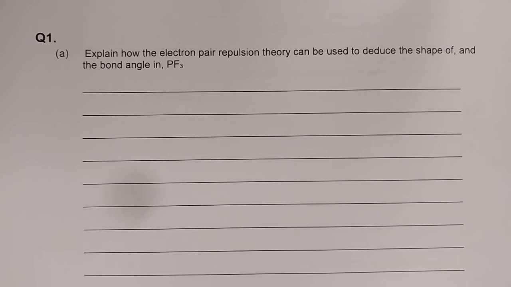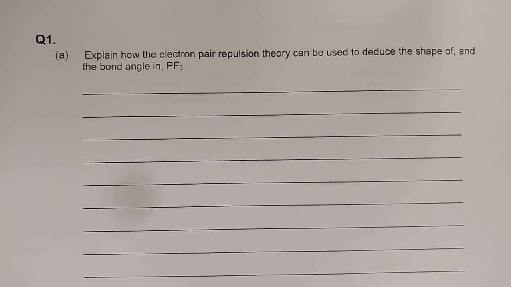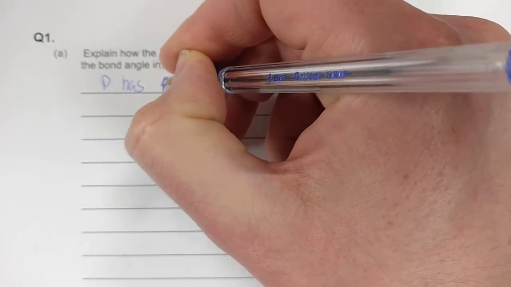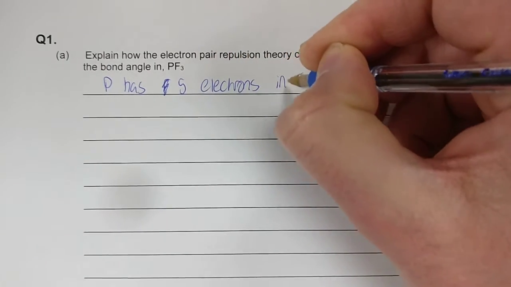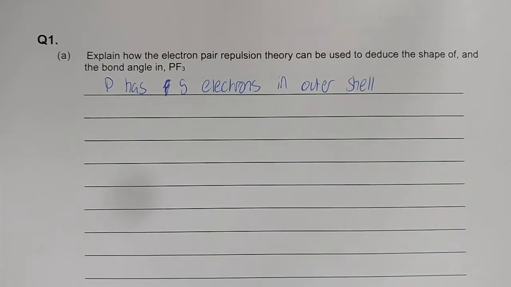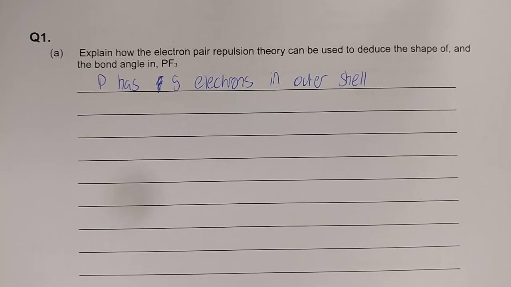The first is based on your periodic table. You want to look at the group that the element in question is in. And in this case, you're looking for the central atom, which will be the unique atom, which in this case is phosphorus. So I'd start by saying P has 5 electrons in the outer shell. I'd then mention that it forms 3 covalent bonds with fluorine.